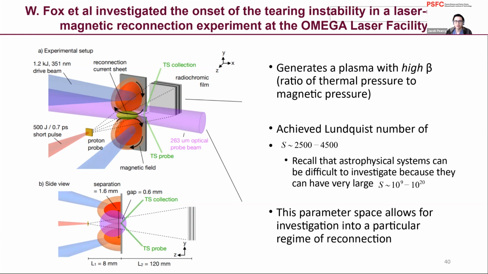And this parameter space is an investigation into a particular regime of reconnection. So basically, the theory predicts that there are different scaling rules and different physics that dominate depending on what range of beta and what Lundquist number you're at. And by exploring that in this experiment, we're able to provide validation for those theories.